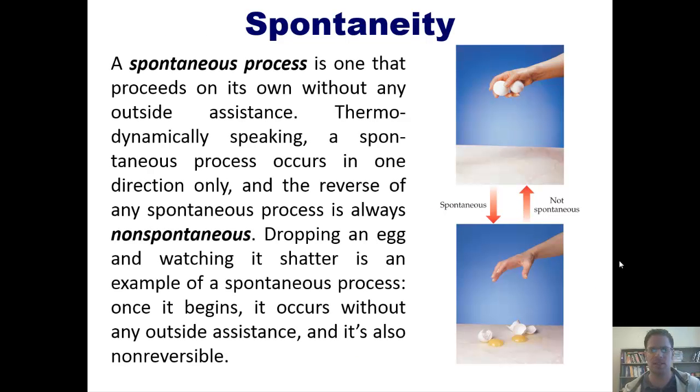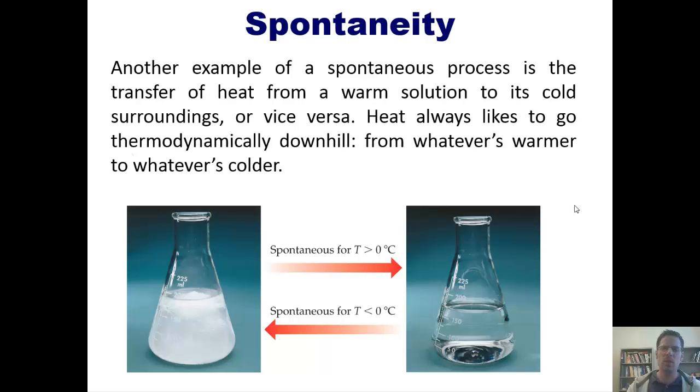A spontaneous process is one that proceeds on its own without any outside assistance. Thermodynamically speaking, a spontaneous process occurs in one direction only, and the reverse of any spontaneous process is always non-spontaneous. For example, dropping an egg, as shown over here, and watching it shatter is an example of a spontaneous process. Once it starts, it occurs without any outside assistance, and it's also non-reversible, as you can well imagine. Now, another example of a spontaneous process is the transfer of heat from a warm solution to its cold surroundings, or vice versa. Heat always likes to go thermodynamically downhill, from whatever's warmer to whatever's colder.